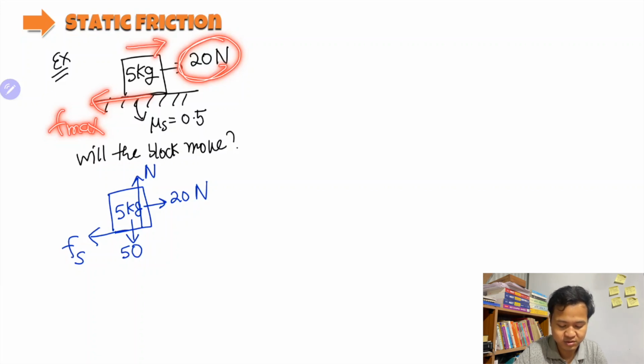For example, let's say the maximum static friction here is 15 Newton. The external force is 20, which is greater than 15, so the whole thing is going to go towards the right.